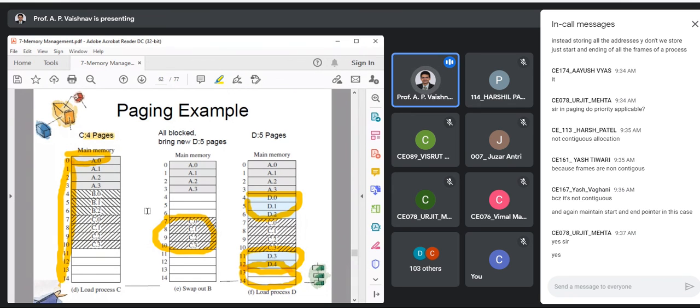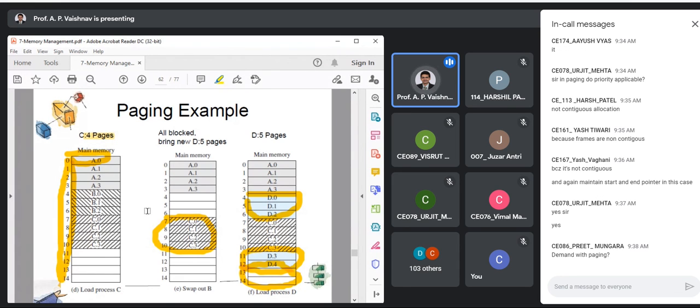The answer is that we have something called a replacement algorithm. Replacement algorithms are divided into a number of types, like FIFO, last in first out, priority. There are so many algorithms. Based on that replacement policy, you decide which process to swap out. You already know which process you are going to bring in, but out of A, B, and C, we need to decide which process to swap out. That is decided by the page replacement algorithm.